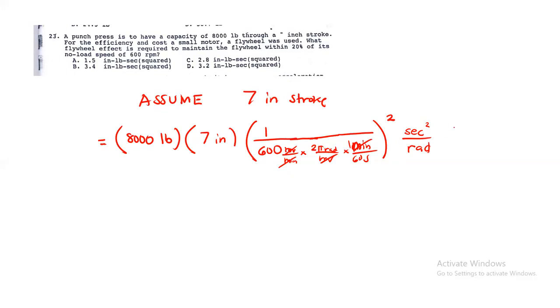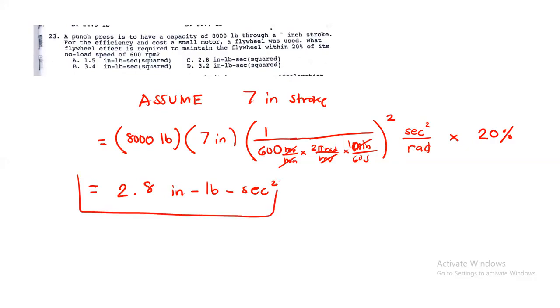Then, times 20%. So, wag nyo kakalimutan yung times 20% yan. So, yan na yung sagot. Makukuha natin. So, 2.8. So, inches to pounds to seconds squared. So, yung rad, hindi na nilalagay, no? So, yan yung sagot. So, letter C. So, unit analysis lang yung pag-analyze ng mga ganyang klaseng problem.